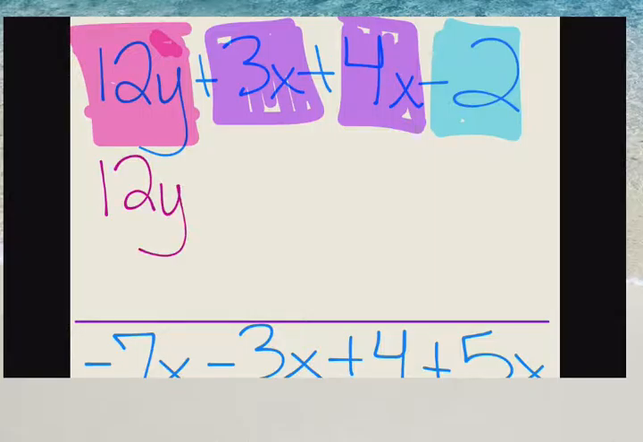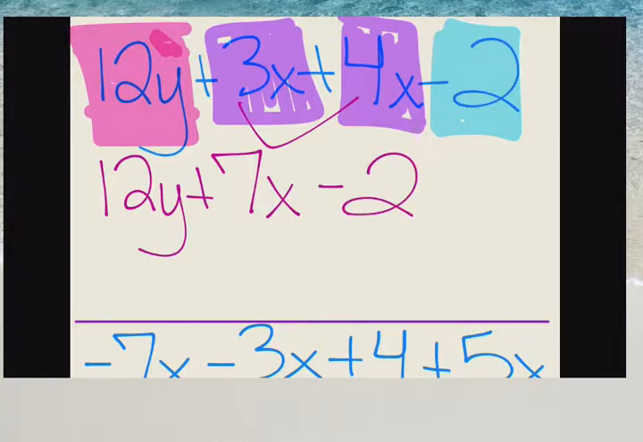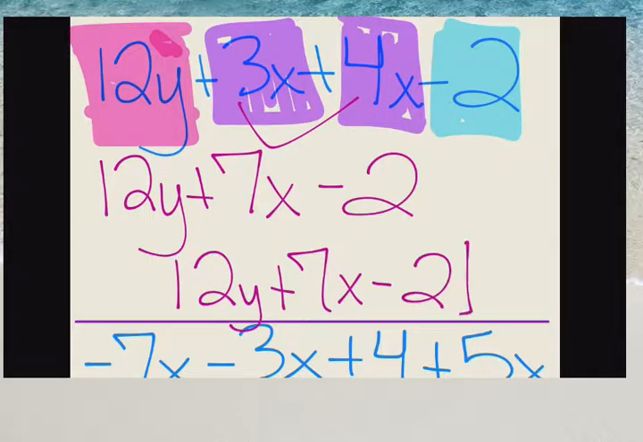12y doesn't have anything to combine with. 3x plus 4x is 7x, and then I'm going to end that with -2. So my simplified expression is 12y plus 7x minus 2.